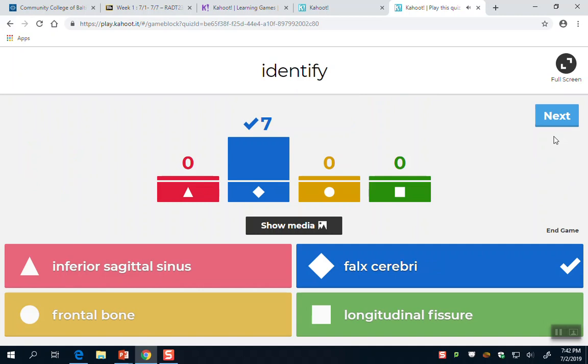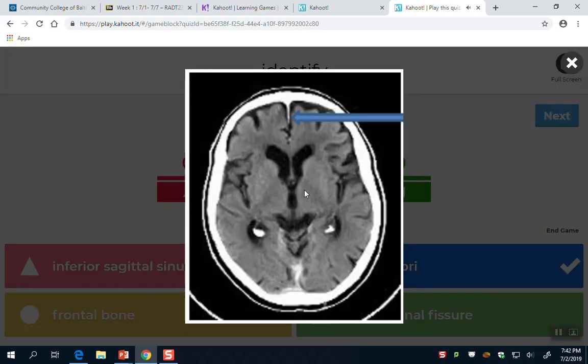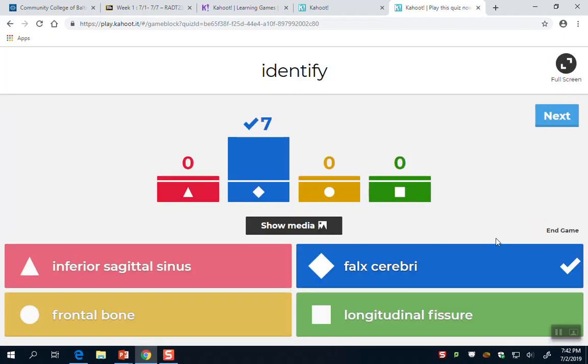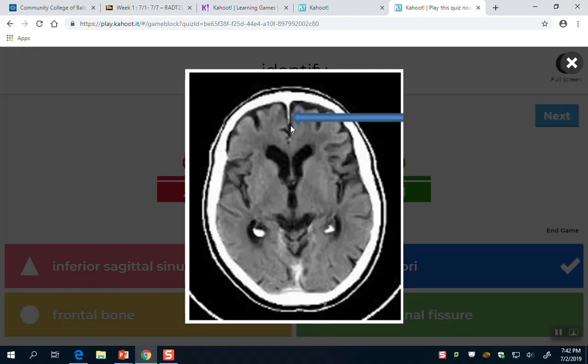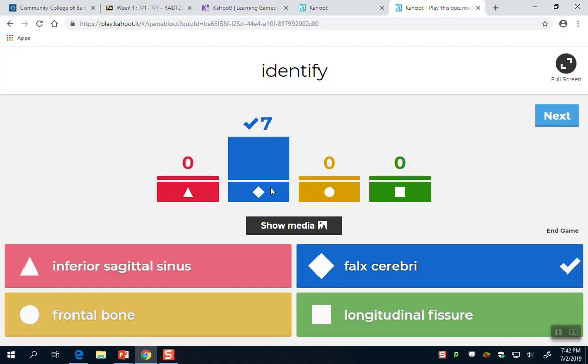Yeah, everybody got it right. I thought some people were going to pick longitudinal fissure, because remember I said that the falx lies within the fissure? But it is actually pointing to the falx, isn't it? The end of the blue tip of the arrow is right on that white thing. If somebody picked longitudinal fissure, it would have been incorrect, but it does lie within the longitudinal fissure.